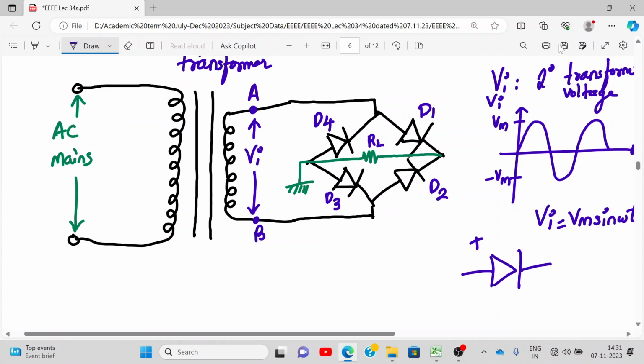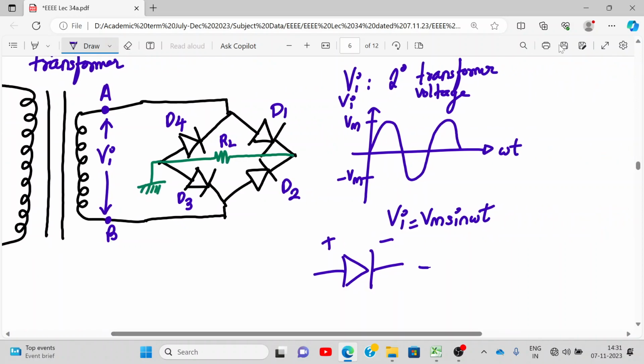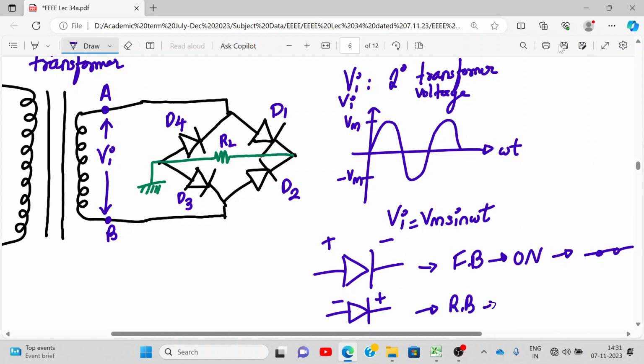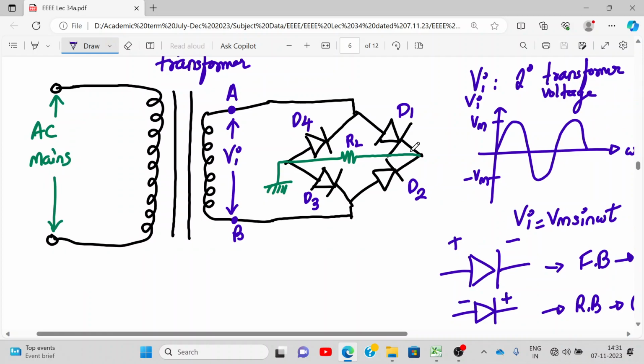If I apply positive voltage here, negative voltage here, the diode will be forward biased, right? That means it turns on and it will be replaced with a short circuit. When it is off, when negative voltage appears here and positive voltage appears here, the diode is reverse biased. We can formally call it off. And when it is off, it offers a very high resistance, the PN junction in reverse bias, right? Very high resistance. So it's replaced by an open circuit. Okay. Now tell me what happens during the positive half cycle of the input.